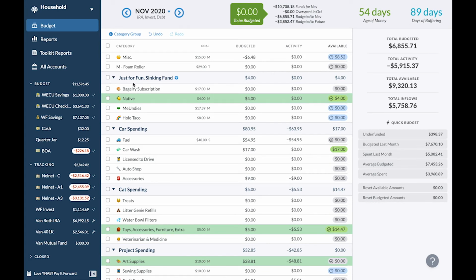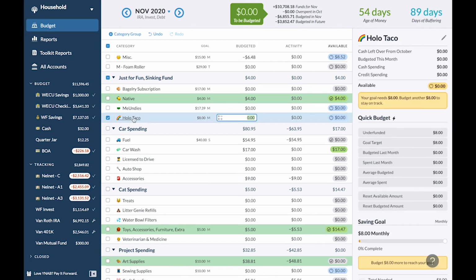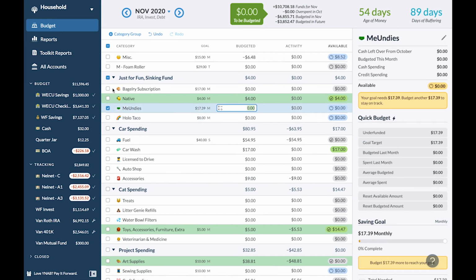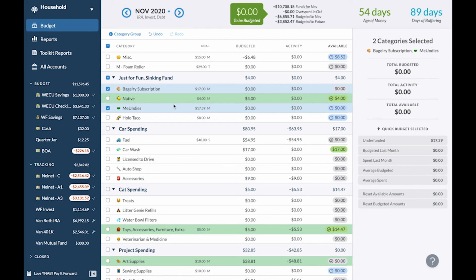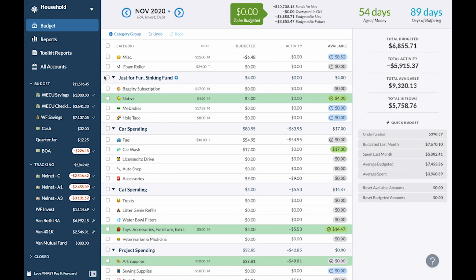So another new area would be just for fun, sinking fund. And this is really fun because this is like those shell categories or true expenses or sinking funds. I am never going to spend money out of Holo Taco. I will spend the money out of beauty, but I'll be putting away $8 every month so that I'll have a lump sum that I can buy a bunch of nail polish with in a few months. Me Undies and the Bagelry subscription are monthly, but it is helpful for me to have these two categories and just move the money where it needs to go when the fee is charged.